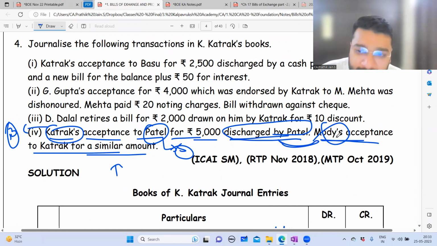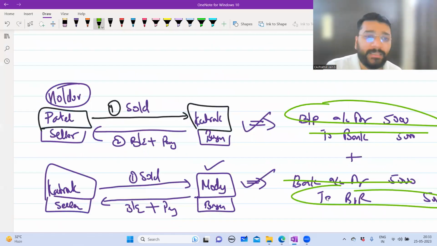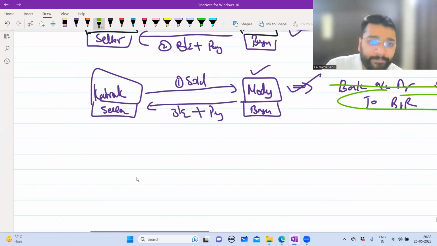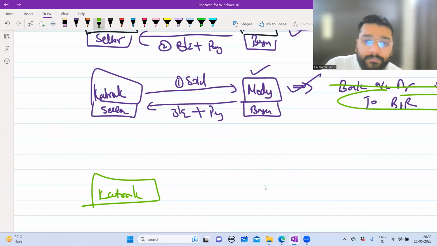So here, Modi's acceptance to Katrak for a similar amount. They should have told that Modi's bill, which we have received, is basically endorsed to Patel, and the amount is knocked off. If you combine both situations, it is like this. Katrak here, Modi here, and this guy's name is Patel.